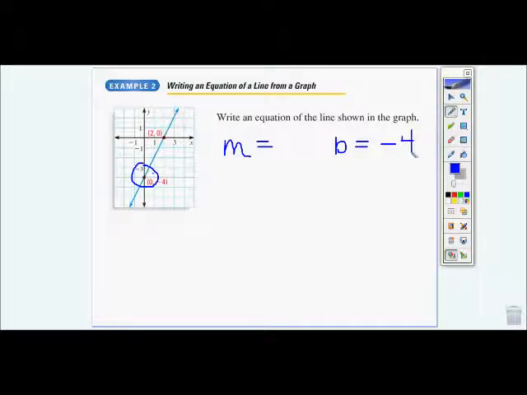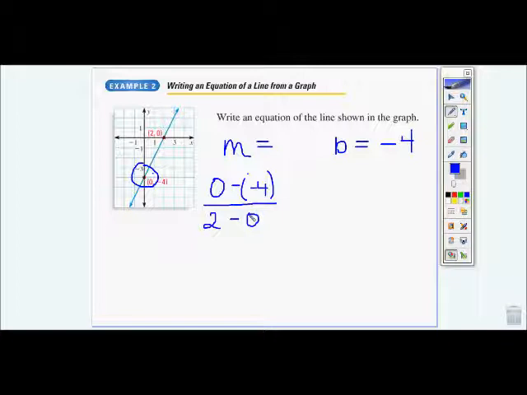Now, to find the slope, we can use the formula for slope. I have 2 points there. I can find the difference of the y's divided by the difference of the x's. So I'll do 0 minus a negative 4. Those are the y-coordinates. And for the x-coordinates, I'm going to start with the same point, so I'm going to go up to 2 minus, and this time my x-coordinate is 0.